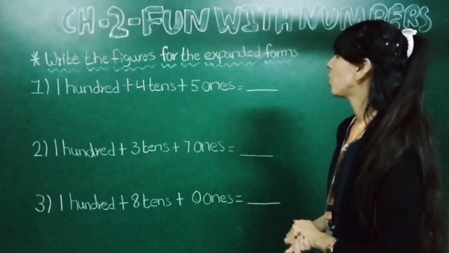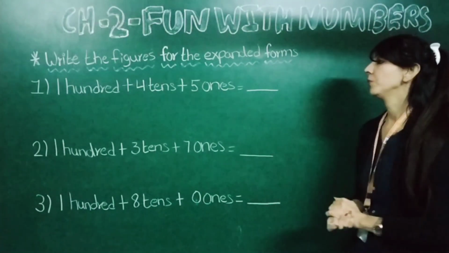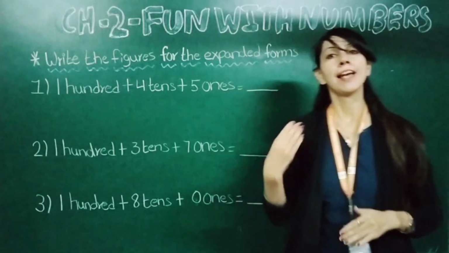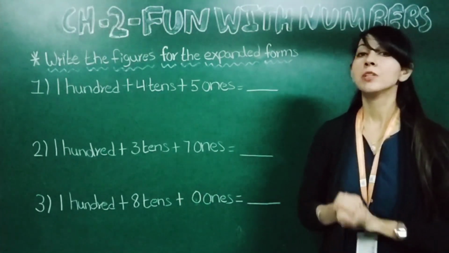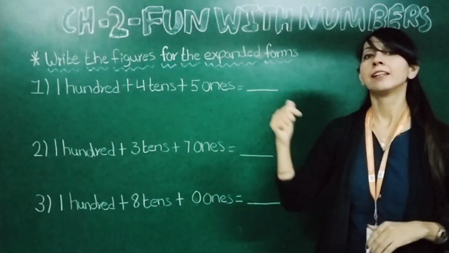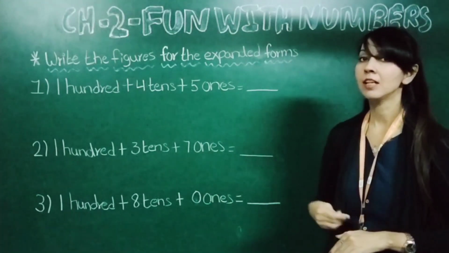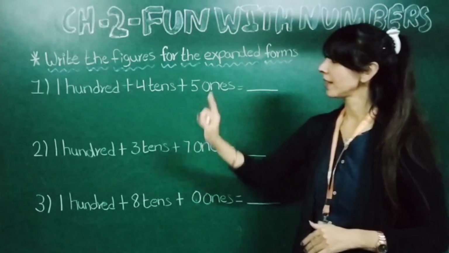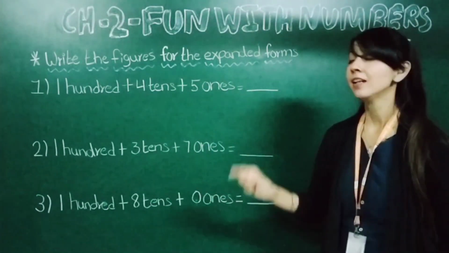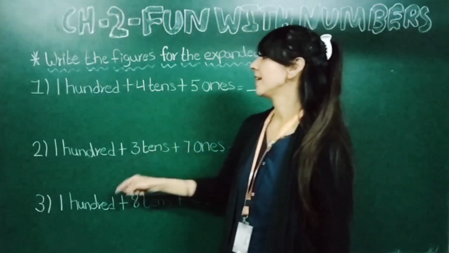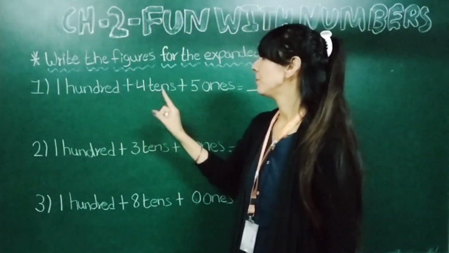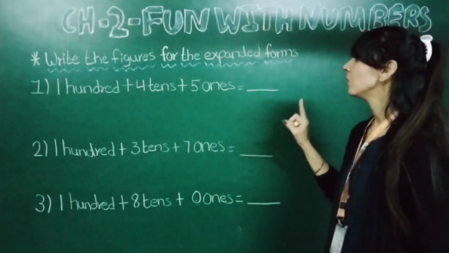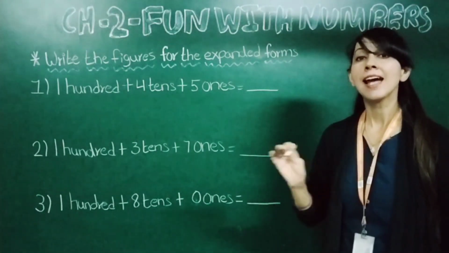Write the figures for the expanded form. Now we have already learned how to write in expanded form from standard form. Now in this exercise we will learn how to write in standard form from expanded form. Okay. Now let's see. It is written 100 plus 4 tens plus 5 ones. Now let's add this. Okay.